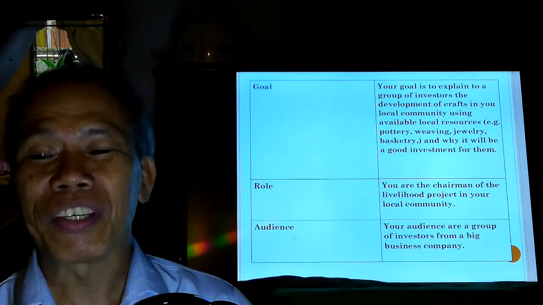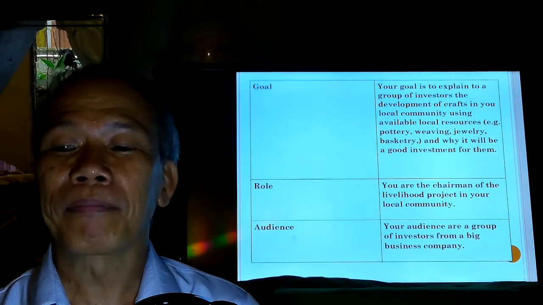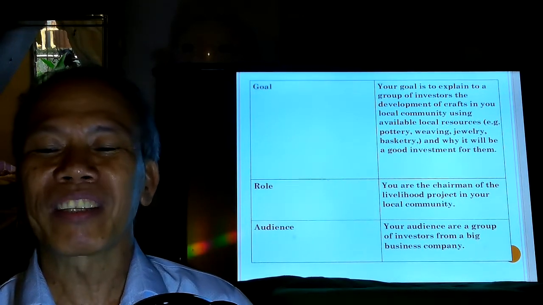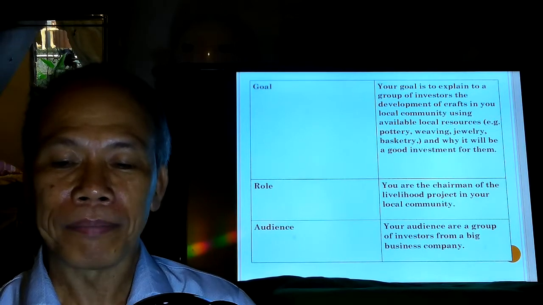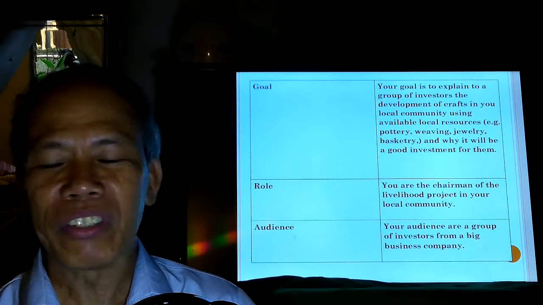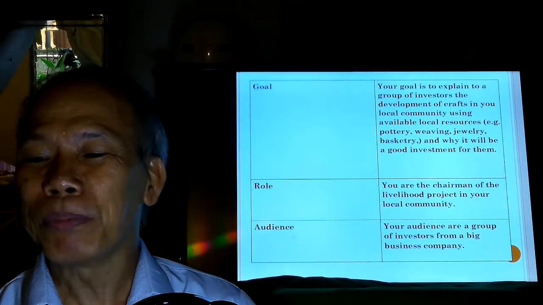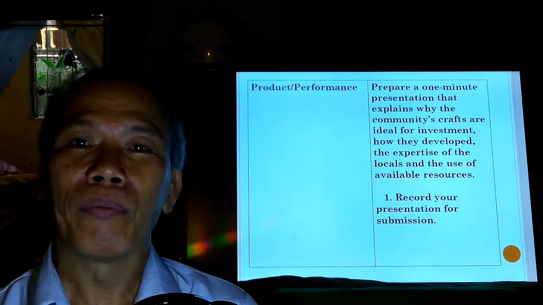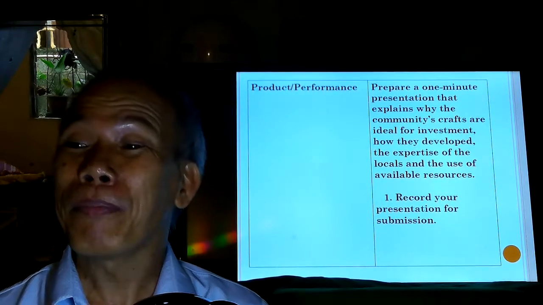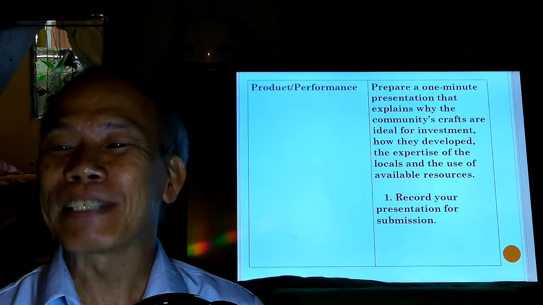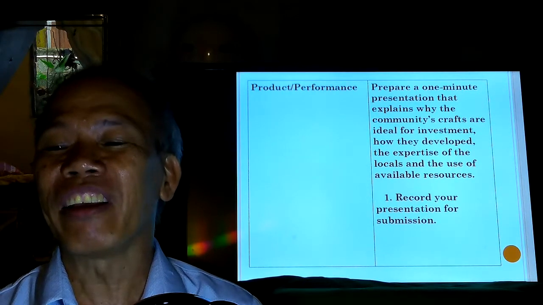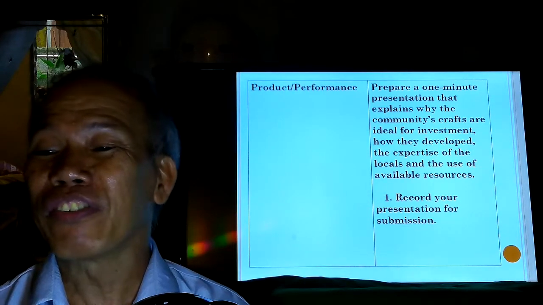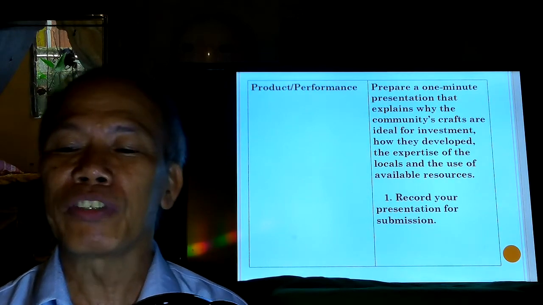So you have your resources, you have your materials on hand. What's the role? You are the chairman of the livelihood project in your own community. Who's the audience? Your audience are a group of investors from a big business company. What's the product and the performance? Prepare a 1-minute presentation that explains why the community crafts are ideal for investment, how they develop, the expertise of the locals, and the use of available resources.